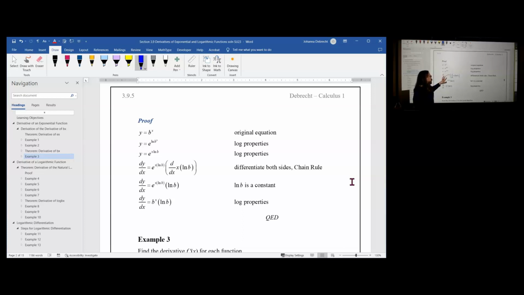Now we take the derivative of this on both sides to get dy dx equals e to the x times the natural log of b. But the natural log of b is a constant. So the derivative of x times the natural log of b, well, the derivative of x is 1, so times the natural log of b just gives us the natural log of b. And then we come back to where we started, that e to the x natural log of b is actually b to the x, and it's now multiplied by the natural log of b.